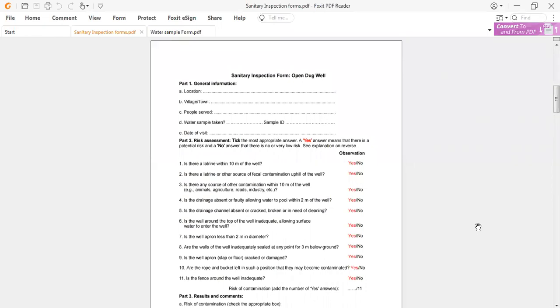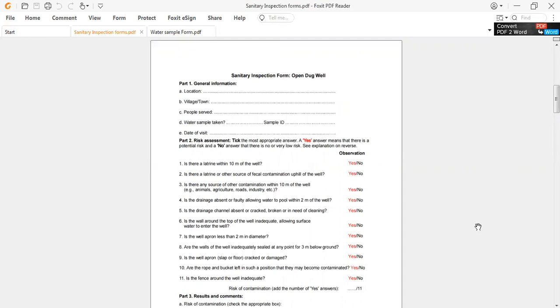Question 3 says, is there any source of other contamination within 10 meters of the well? For instance, you have animals, there might be a pig fence around, you have agriculture. For agriculture, maybe they cultivate food crops, and the farmers use organic and inorganic fertilizers. If they are close to the well, it means rain water will wash them and leach them into the well. You have roads and industry. For roads, you can talk about air pollution, and air particles like dust can fall and penetrate the well. You talk about industry. So if this is the case, you also tick yes.